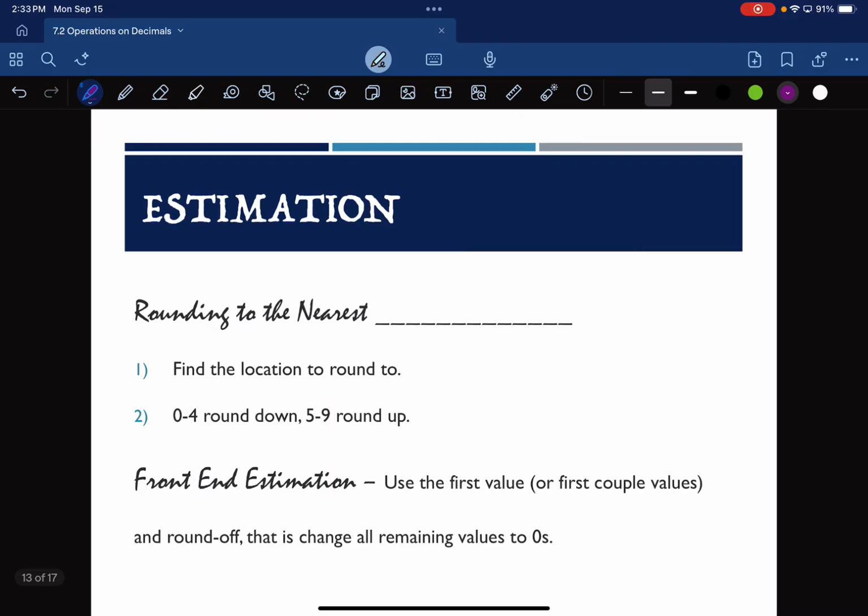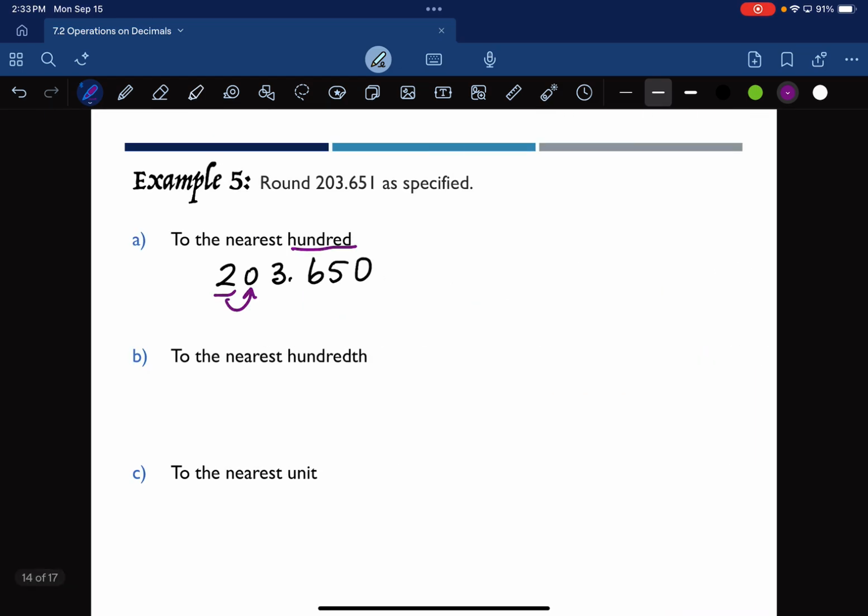So over here it says, find the location, around 2, we did that. 0 to 4, we round down. Now, rounding down does not mean the 2 becomes a 1. It means that everything after that becomes a 0, so that the value itself is lower than it was before. This original value is 203 and some change, right? I don't have a 0 on the end. Why do I have a 0 on the end?